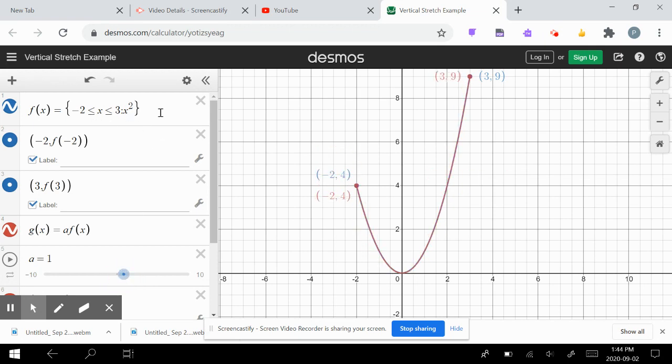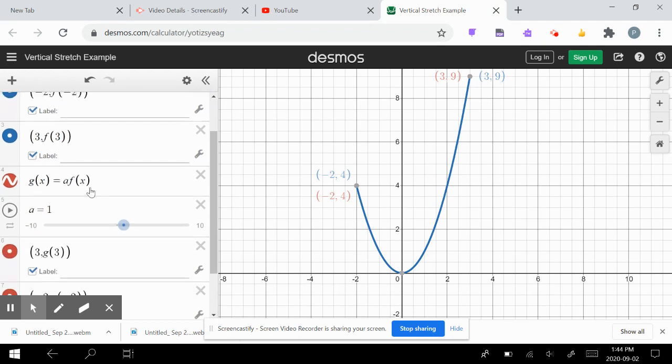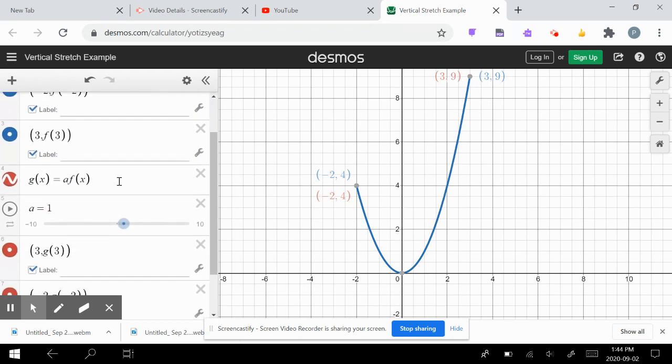So here's our function. We have a parabola, but I've limited it to only x values of -2 to 3. So that's why it starts here at x equals -2 and ends here at x equals 3. So this is a restricted parabola here. What we're doing here is looking at this red function, which we call g of x.